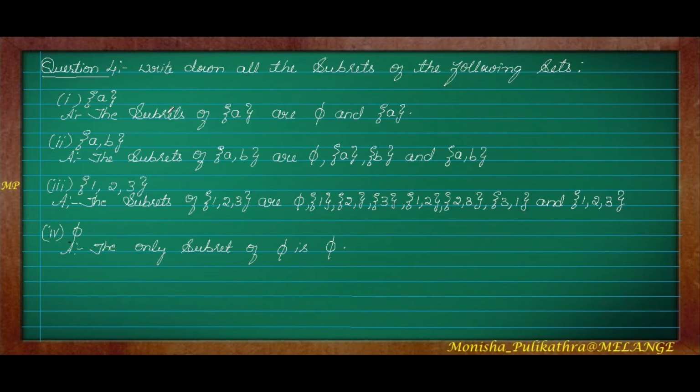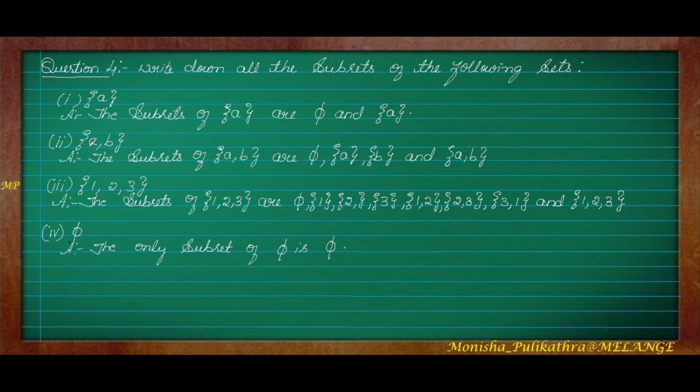Moving on to the fourth question. Write down all the subsets of the following sets. The first question is set {A}, the set which has an element A. The subsets of this set are the null set and this set itself. Why? Because I have already told you, for each and every set, one of the subsets will be the null set itself. So the subsets of set {A} are the null set and set {A}.